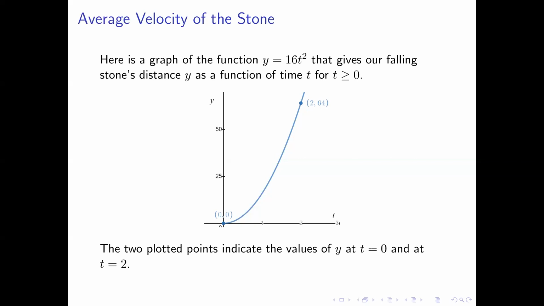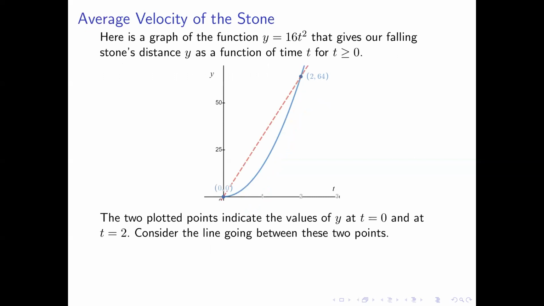So by knowing that those 2 ordered pairs are on the graph, we know that at time 0, the stone has fallen 0 feet. And at time 2, the stone has fallen 64 feet. Now, I'm going to draw a straight line, showing up as a dashed red line here, going between those 2 points. If you have 2 points in a coordinate plane, you can always draw a straight line connecting them, and that's what we have here.